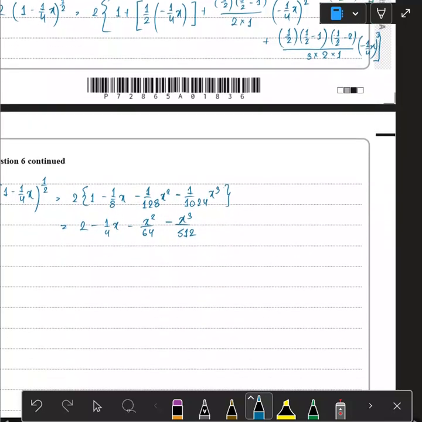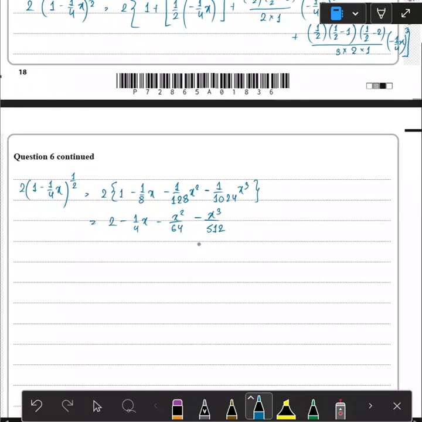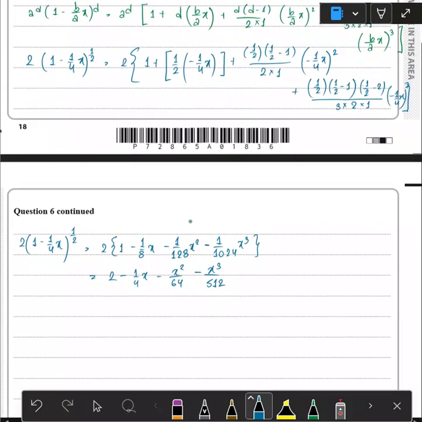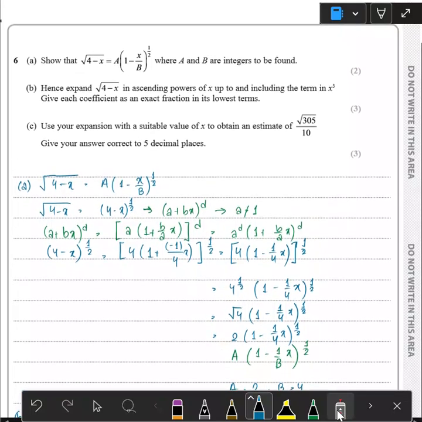Okay. I'm sorry for the mistake there. I double checked it. So this is the expansion that they wanted us to show and give each coefficient as an exact fraction in its lowest term.